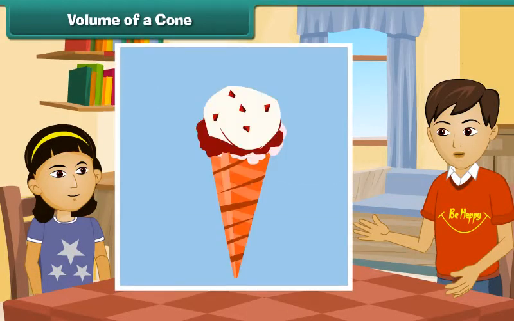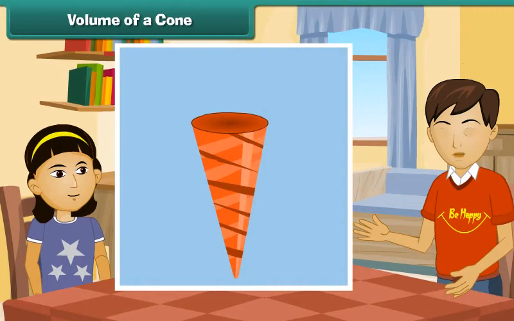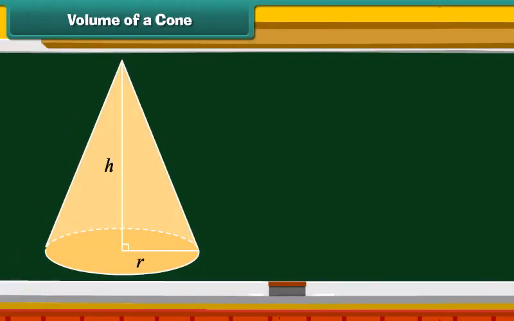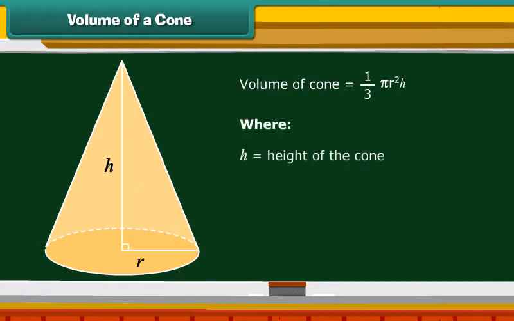Wow, yummy ice cream! Have you ever wondered how much ice cream it would take to fill up a cone? Have a close look at its cone. It has a round base which narrows to a point. Are you interested in measuring its volume? The volume of a cone is simply given by 1 by 3 pi r squared h, where h is the height of the cone and r is the radius of the circular base of the cone.